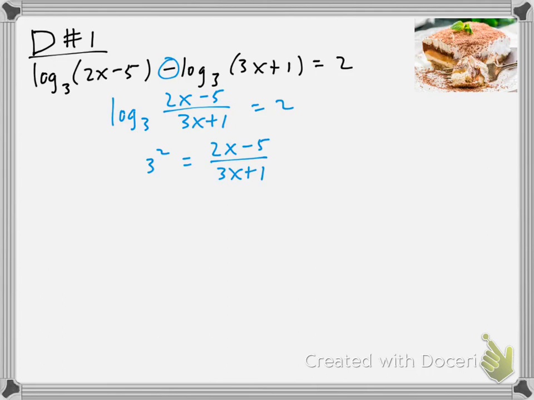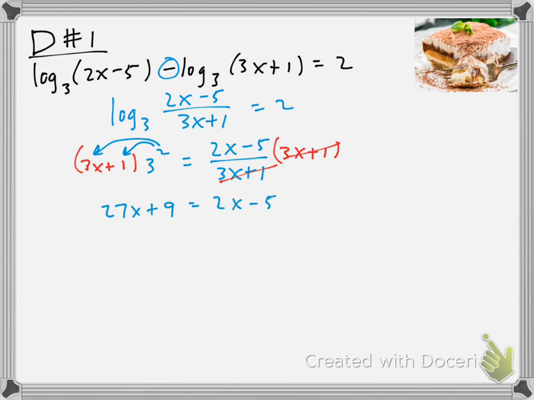And then multiplying both sides by the denominator, we can eliminate the fraction. So we have 3x plus 1. And then let's see if we can do a little mental math here to save ourselves a little time. That's a 9, and 9 times 3x is 27x, and 9 times a positive 1 is a positive 9. And then that's equal to 2x minus 5.